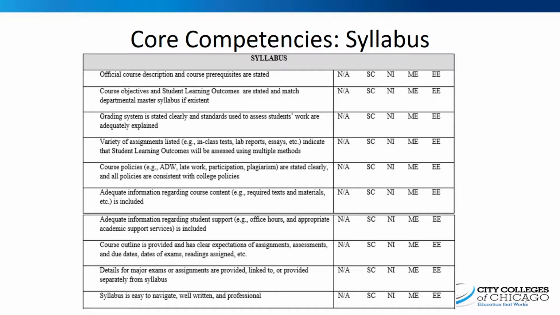Part of that expectation, the observer will review the official course description, course prerequisites as stated in our academic catalog, objectives, course student learning outcomes, our grading system, a variety of assignments. These are things we definitely want to keep in mind as it relates to how the assignments align to the rigor of the course student learning outcomes. Examples are in-class tests, lab reports, essays. Course policies, that may be your administrative withdrawal process, your policy around late work, participation, plagiarism, all of which play a role in how it's clearly stated to the stakeholder, that being the student.